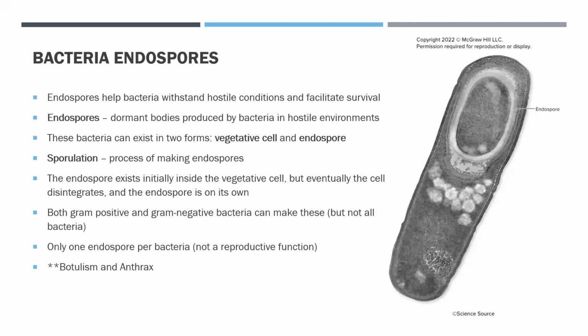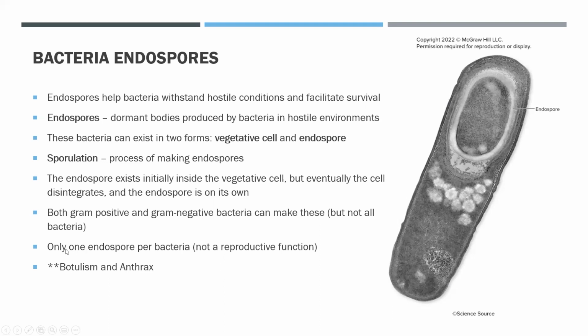And as you can see in the picture here, the endospore will initially exist inside the vegetative cell. So the vegetative cell will sense that there's a problem. It will form an endospore, and then as the environment continues to deteriorate, it will eventually disintegrate, but the endospore will be left intact. Both gram-negative and gram-positive cells can make endospores, but that said, not all bacteria have this capability.